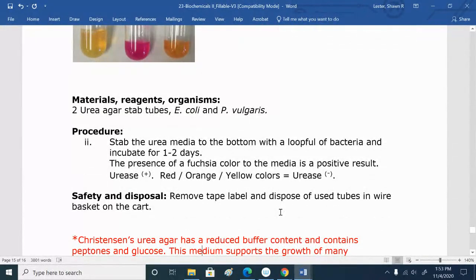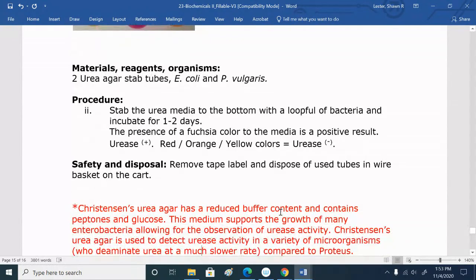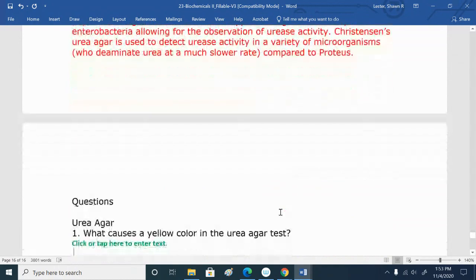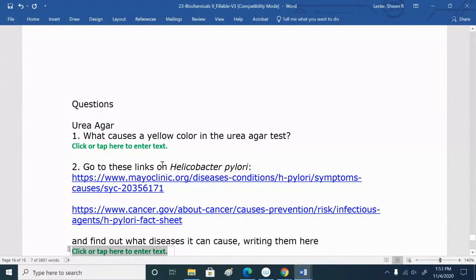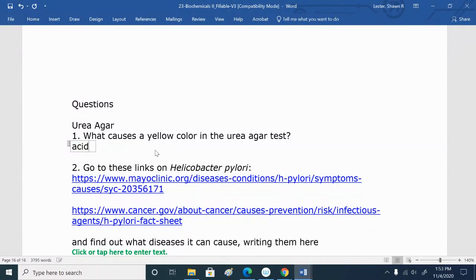So we would have tested in lab E. coli and Proteus to see which one was positive for urea. So what causes the yellow color? Easy question, right? Is it the ammonia? No. Yellow is acid, right? Yellow acid, pink is base.